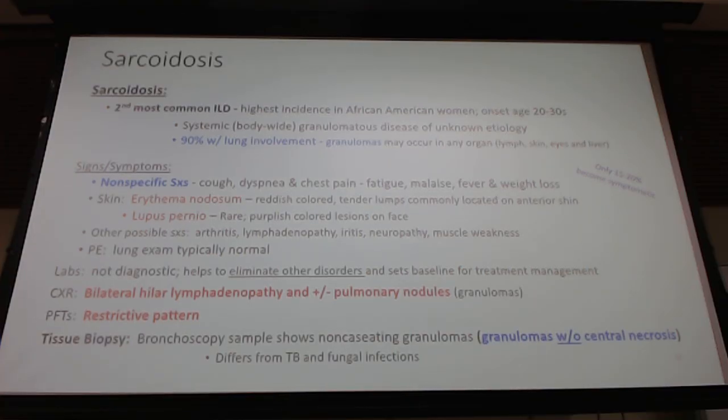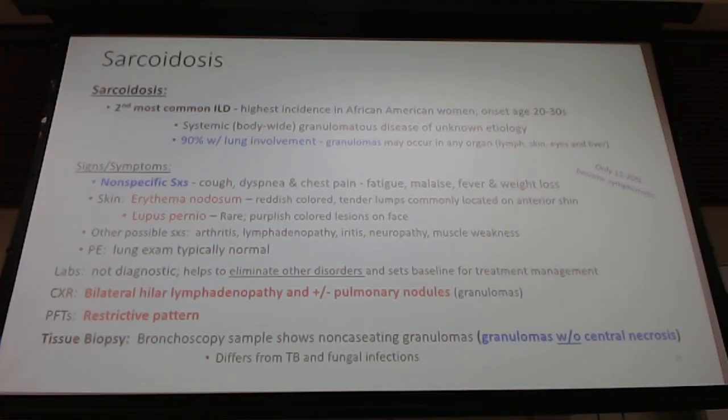All right, so lung exams are typically normal. You may see some other clues on exam. Again, not extremely common. Most commonly, patients don't even know this is going on. Labs are not really diagnostic, but they can help eliminate other things. Maybe you get a CBC to look for neutrophil count. But again, not extremely useful.